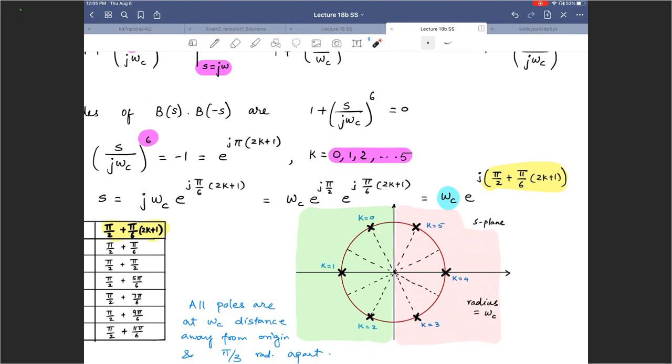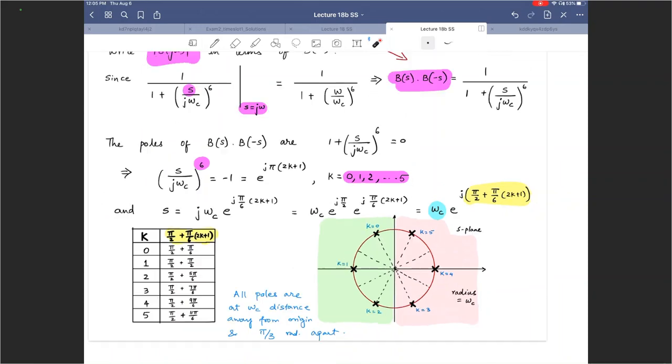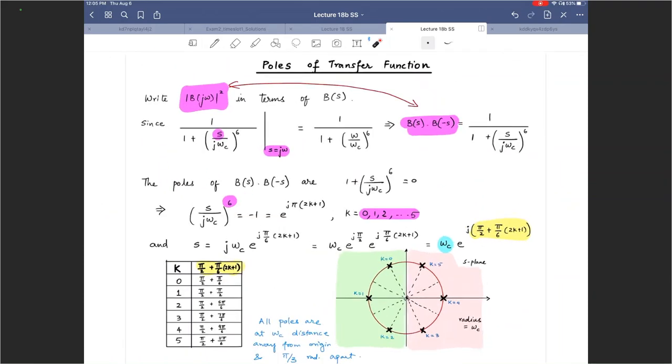All 6 of them. Now it turns out 3 of them are in the left half plane, good, stable. 3 of them are in the right half plane, unstable, bad, red. So half of them are green, half of them are in the red zone. We were after B of s. We got B of s multiplied by B of minus s. So we can throw away all 3 poles on the right side, and that is going to give us our transfer function for a stable third order Butterworth filter when k equals 0, 1, and 2.